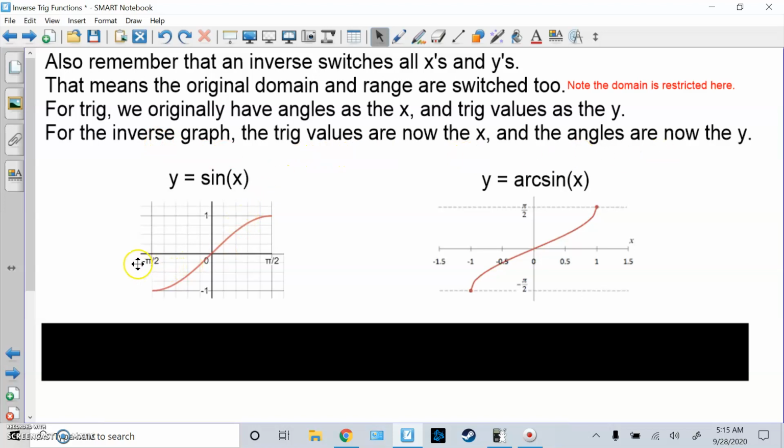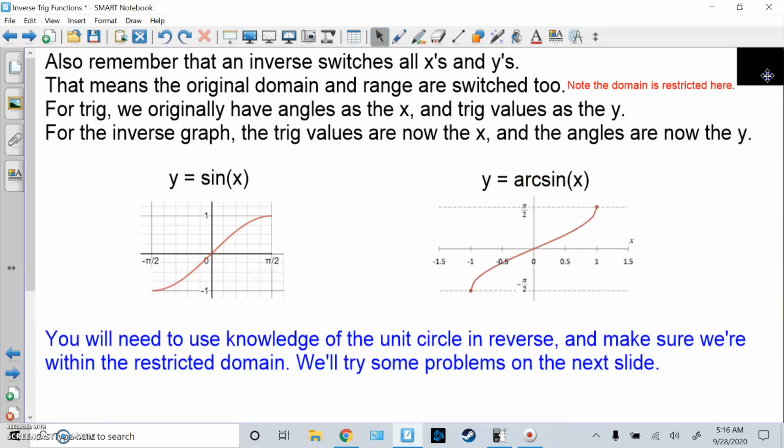So look here, we're used to radians as the x-axis and the values between -1 and 1 for the range. But now, the -1 to +1 is our new domain. And the angles in radians is now our y-axis. You will need to use knowledge of the unit circle in reverse and make sure we're within our restricted domain. We'll try some problems on the next slide.